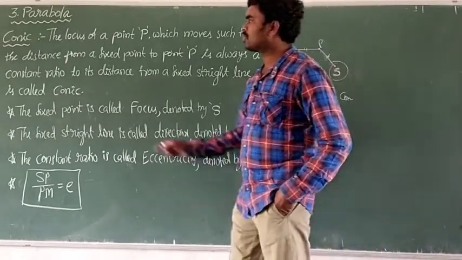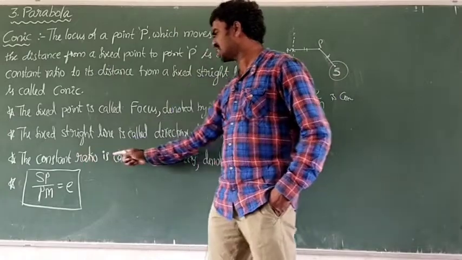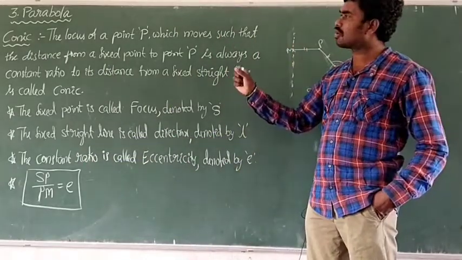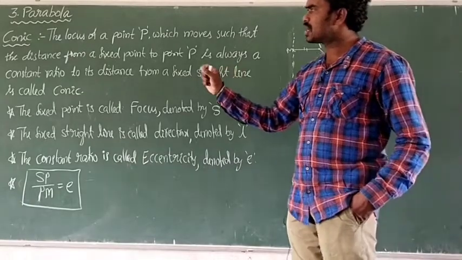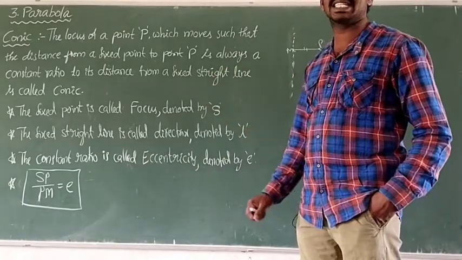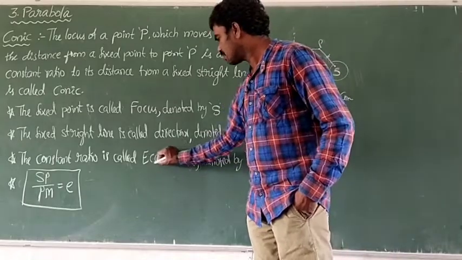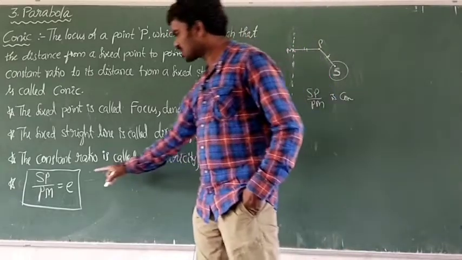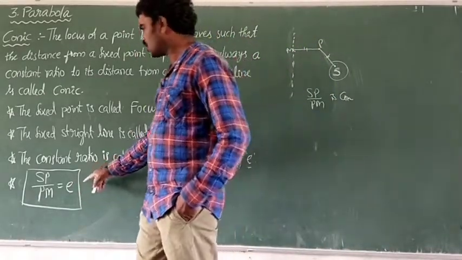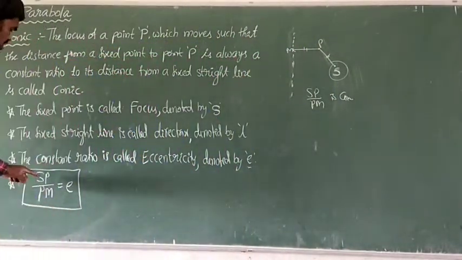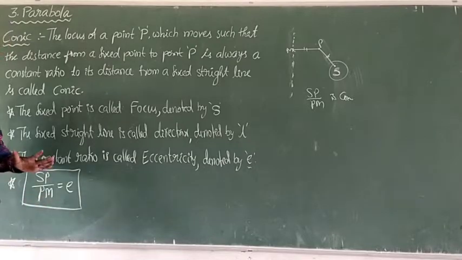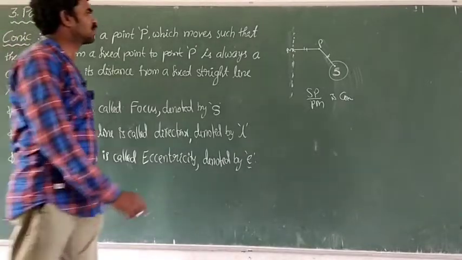Last one, the constant ratio is called eccentricity. Eccentricity is denoted by small e. So the constant ratio e is the ratio of the distance from the fixed point to the point and the distance from the fixed straight line to the point, that is SP by PM equal to e. So this is the introduction part of the conic.